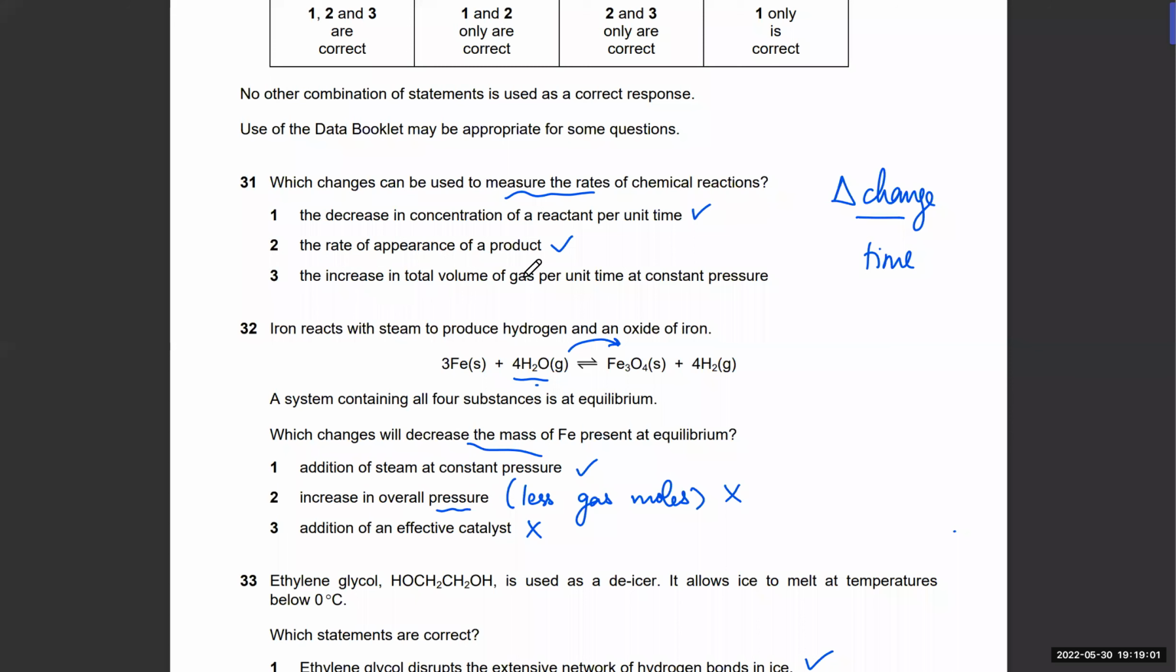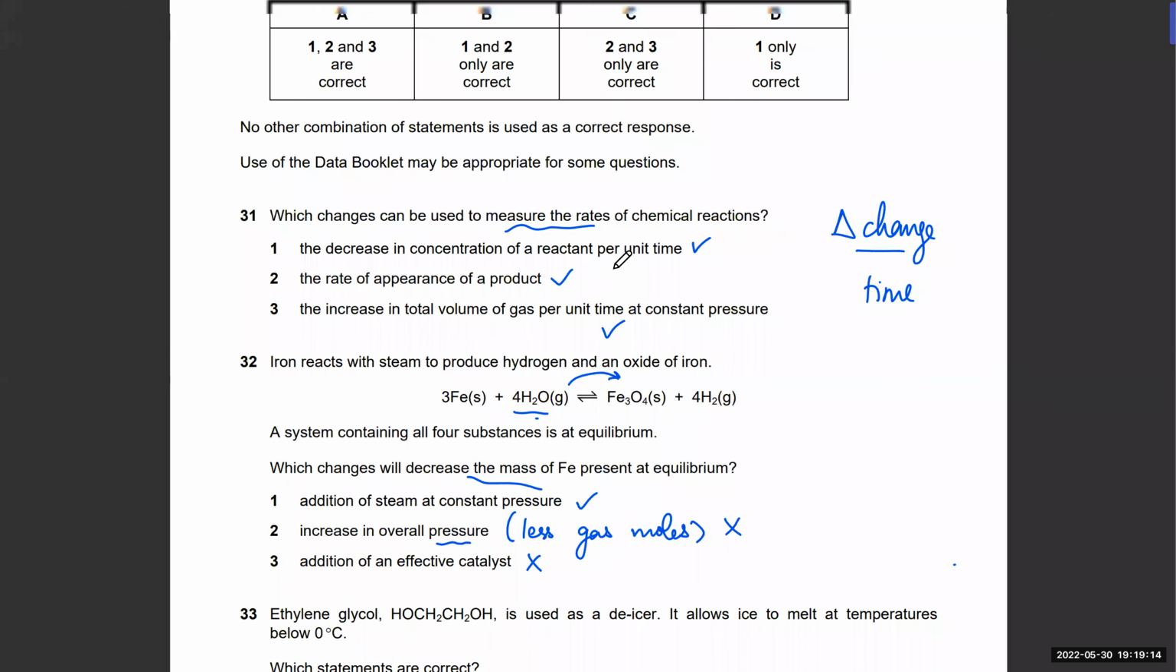The increase in total volume of gas per unit time will also give you the rate. So if there's a gas forming, and it forms very quickly in a very small amount of time, that means the reaction is happening very, very quickly. Okay, is this part clear?